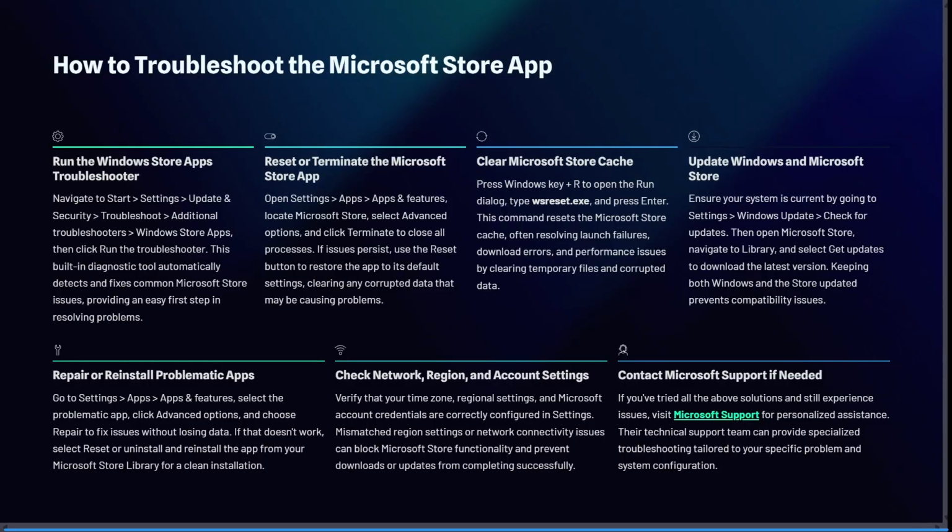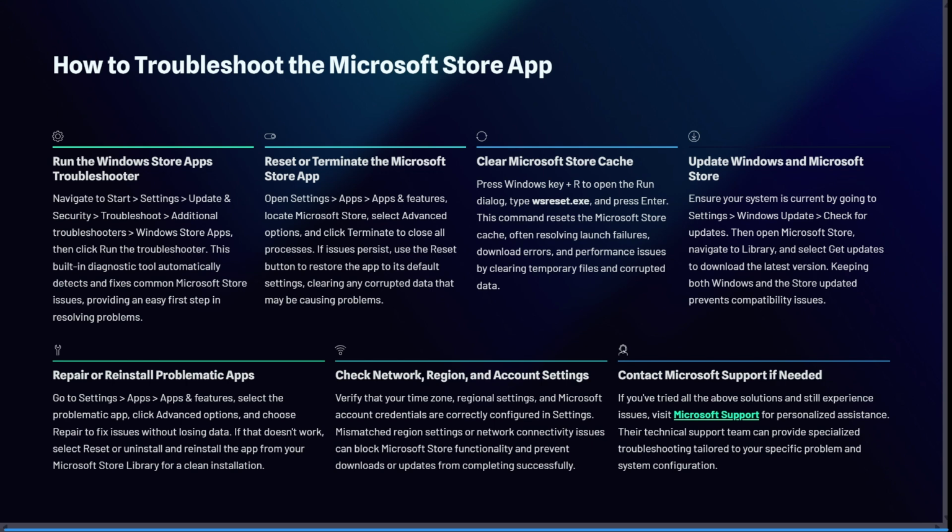Okay, ladies and gentlemen, the first thing we can do here is run the Windows Store Apps Troubleshooter, right? So what you need to do is navigate to your Start menu, look for Settings, and then Update and Security. You're going to then look for Troubleshoot, and then additional troubleshooters and then the Windows Store apps. Then you need to click Run the Troubleshooter, and this is a built-in diagnostics tool that will automatically detect and fix any common Microsoft Store issues, providing an easy first step in resolving any problems.